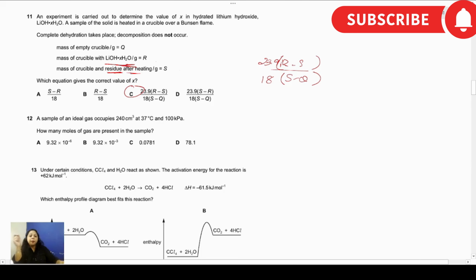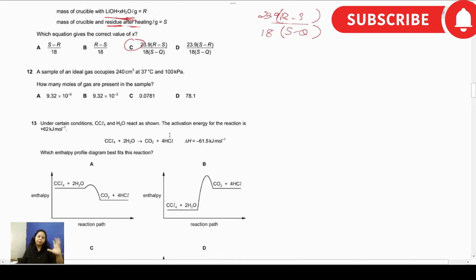A sample of ideal gas is contained in 240 cubic centimeters at 37 degrees Celsius and 100 kilopascal. So we have the ideal gas condition. How many moles of gas are present in the sample? Let's use the formula PV is equal to nRT. We know the value of R, the gas constant.